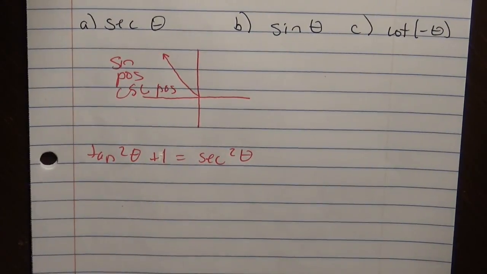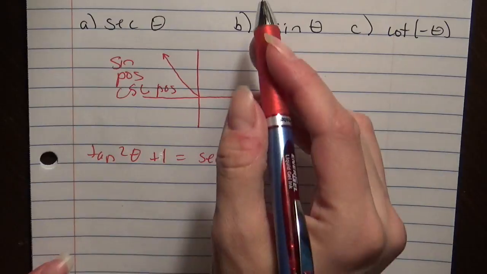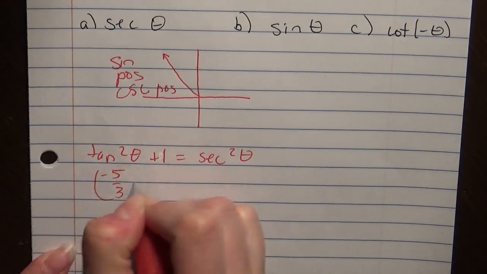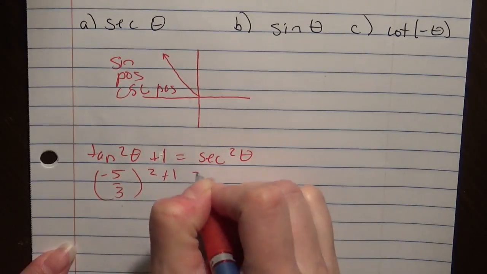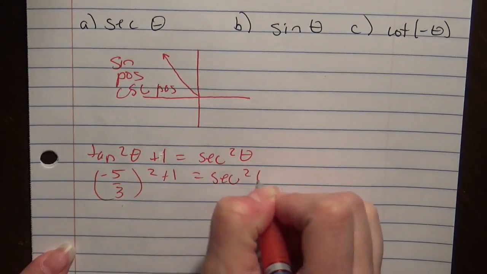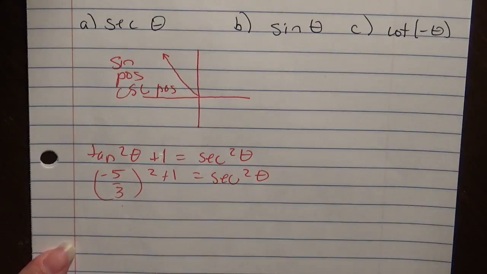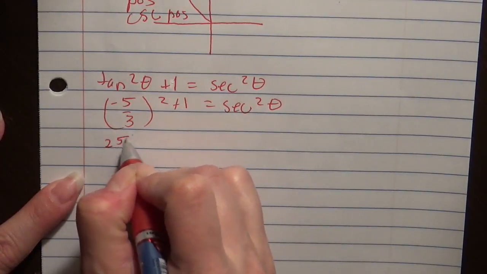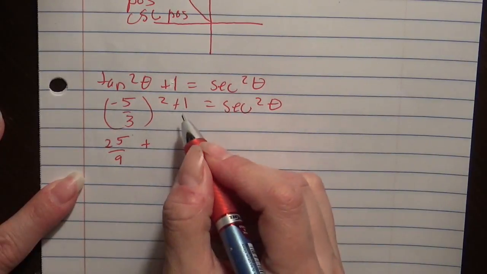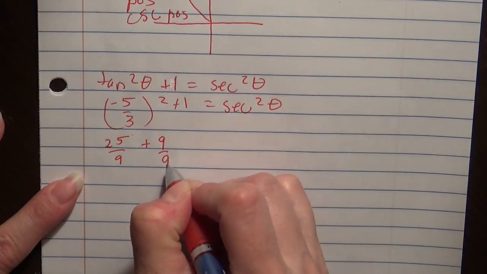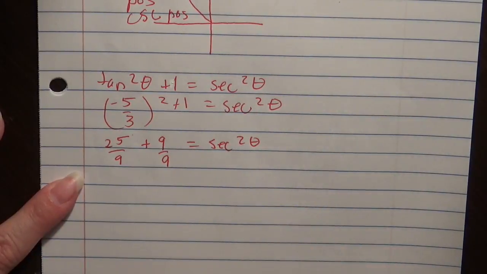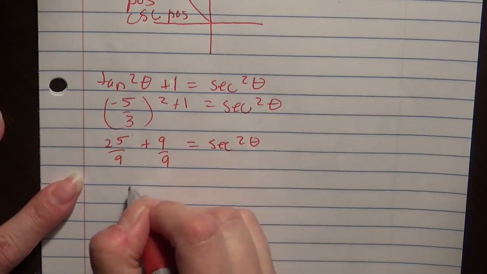Okay, so if we substitute the negative 5/3 in for tangent, and we'll be squaring it, plus 1 equals secant squared theta. Squaring negative 5/3 will give us 25/9. And you can do 9/9 for 1, because I'm not going to use my calculator to do it. I don't need it. Adding that is going to give me 34/9.